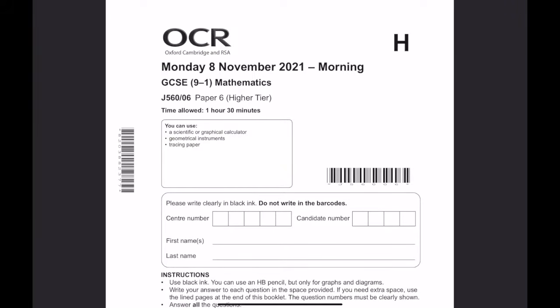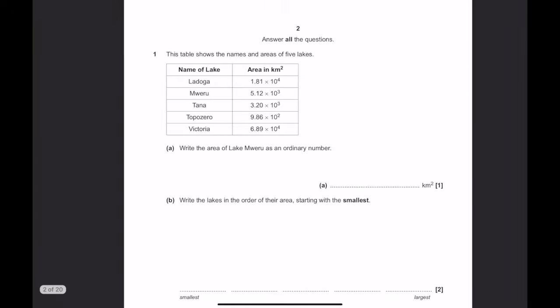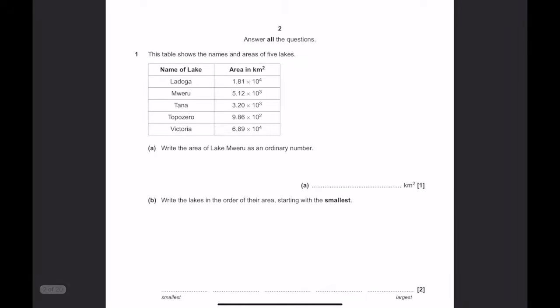As requested, today we are looking at an OCR GCSE Maths higher paper. So question 1, we have a table full of standard form and we need to write the area of Lake Mweru as an ordinary number. So 5.12 times 10 to the 3 is going to be 5120.